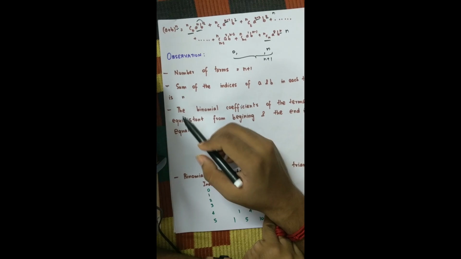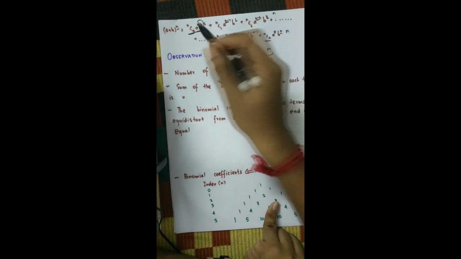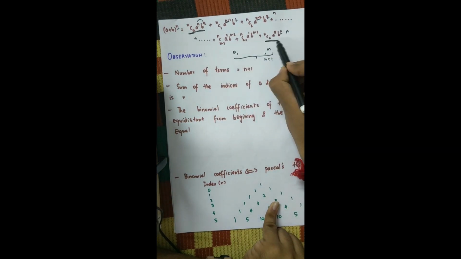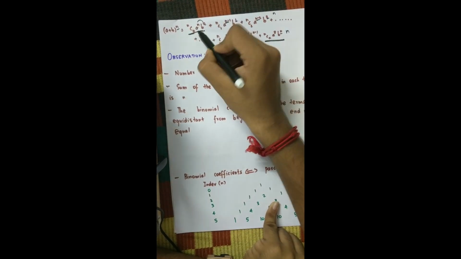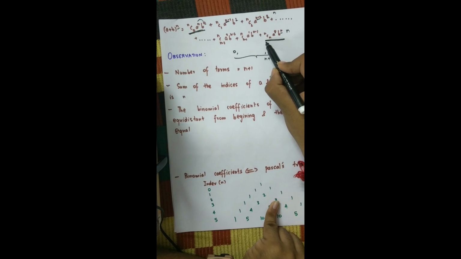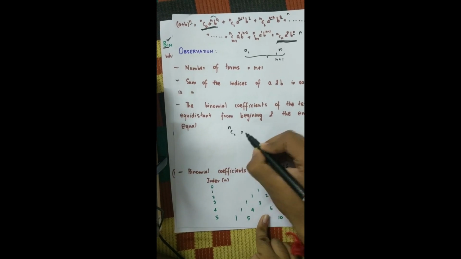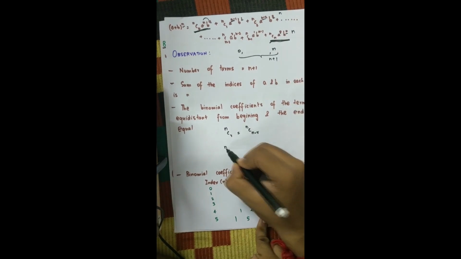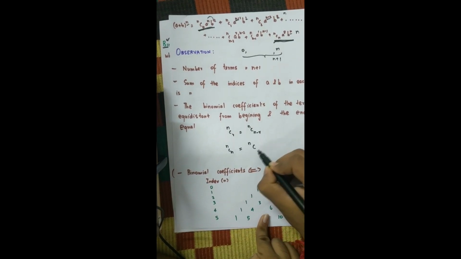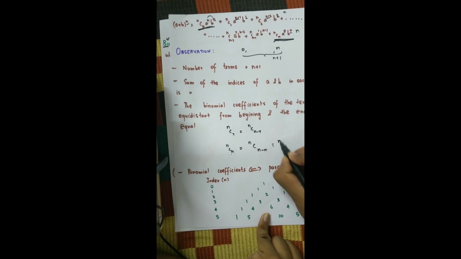The next thing we are going to observe is that the binomial coefficients of the terms equidistant from the beginning and the end are going to be equal. So this is the first term from the beginning, and this is the first term from the end. The binomial coefficients are going to be equal. The binomial coefficient of the first term is nC0 and the binomial coefficient of the last term is nCn. We know a property that nCr is equal to nC(n minus r). So now nCn is nothing but nC(n minus n), because the r value is n. So that is going to be nC0.